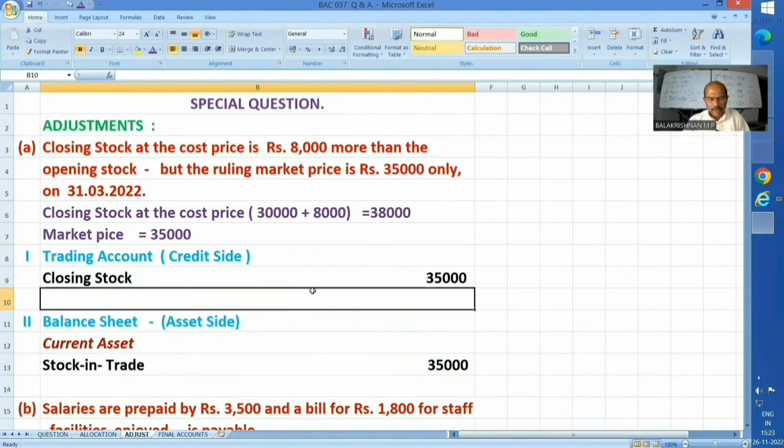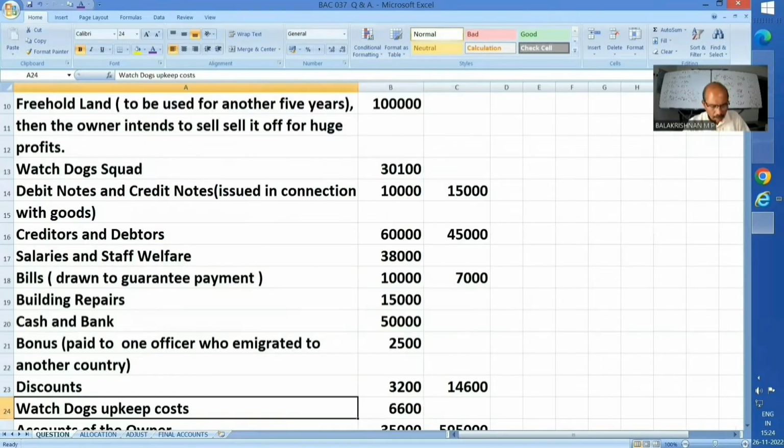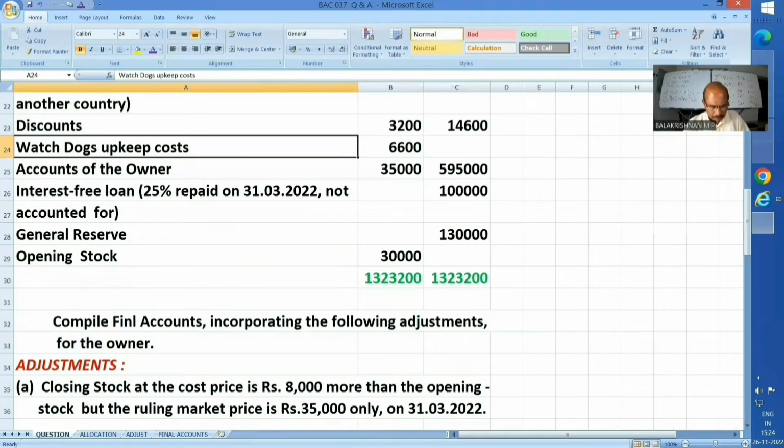Okay. Well, let us take up the adjustments one by one. Adjustment item A. Closing stock at the cost price is rupees 8,000 more than the opening stock. But the ruling market price is rupees 35,000 only on 31/3/2022. So what is the actual cost price? 30,000 plus 8,000, that is 38,000. Why? Because opening stock has been given in the question as 30,000.